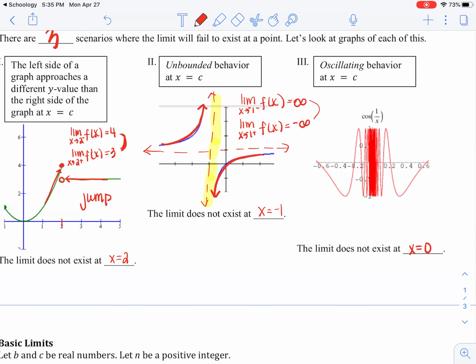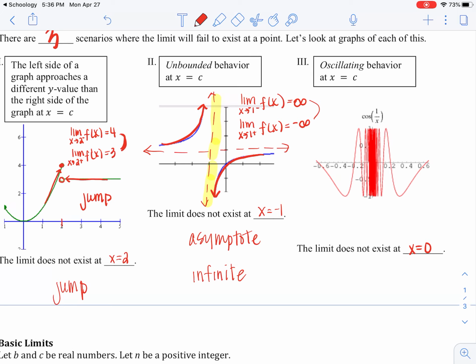That is at a jump, at an asymptote, and then when there's oscillating behavior, okay? This is called a jump discontinuity as a reminder. This right here is called an infinite discontinuity as a reminder. Infinite, wow, I can't spell. And then that's oscillating behavior, okay?